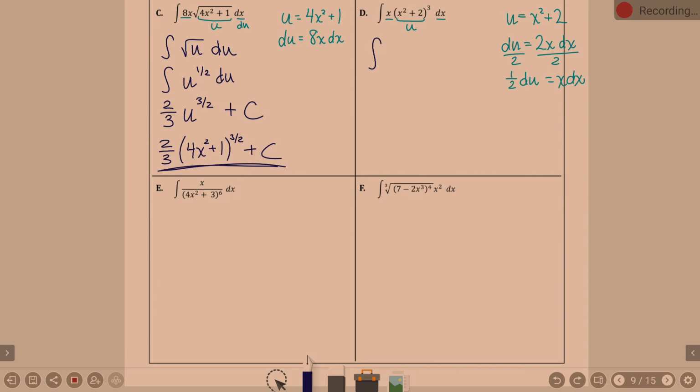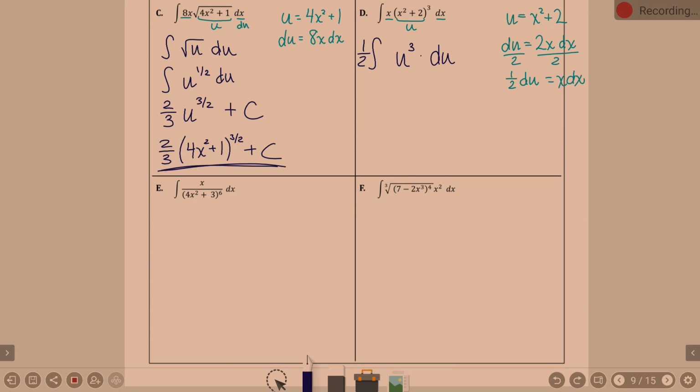Okay, x squared plus 2 to the third is rewritten as u to the third. X dx, I'm going to replace with 1/2 du. Now, you could, if you want to, say times 1/2 du, or what is more typical that you'll see, du 1/2 alpha. 1/2 du.